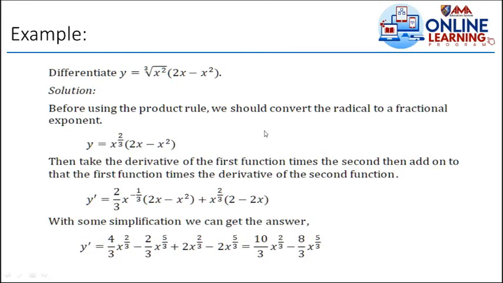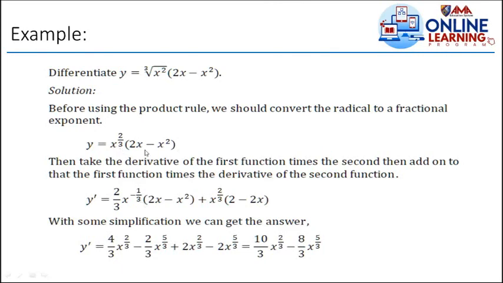Solution. Before using the product rule, we should convert the radical to a fractional exponent. So, to show, the m-th root of x raised to n, we're going to have x raised to 2/3, if we're going to express this in fractional exponent. Here it is: x raised to 2/3 multiplied by 2x minus x squared.